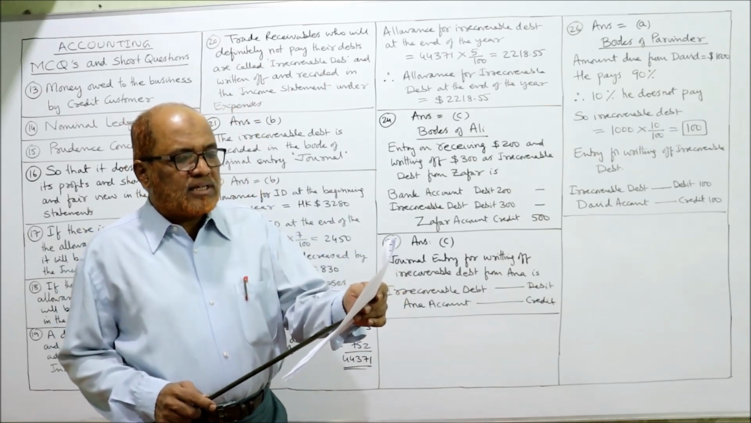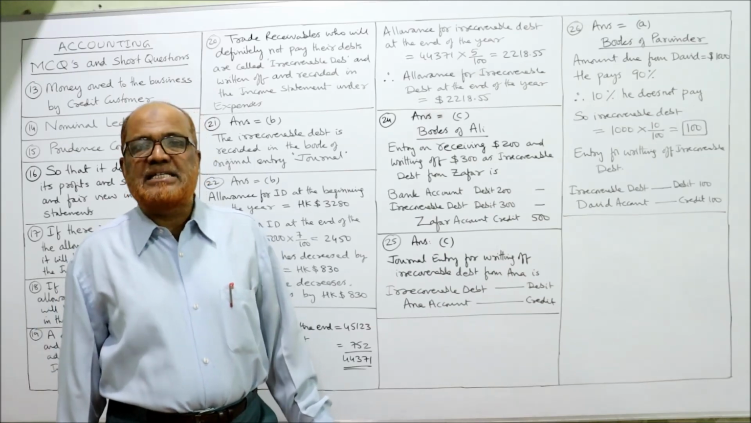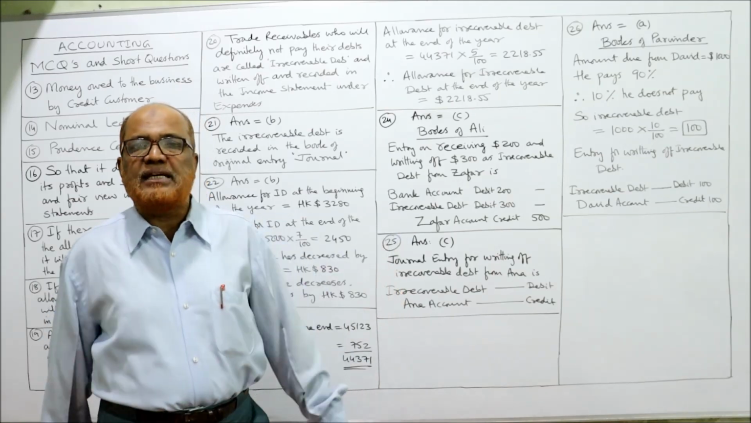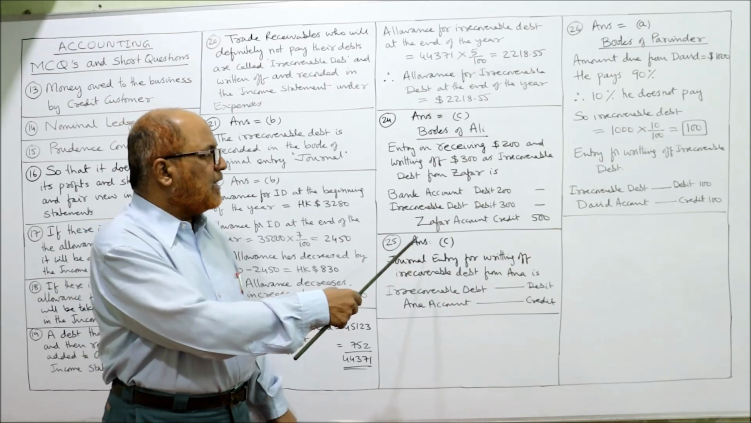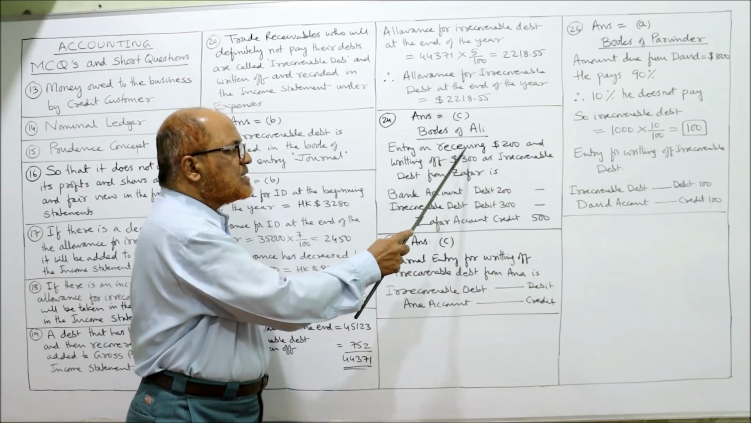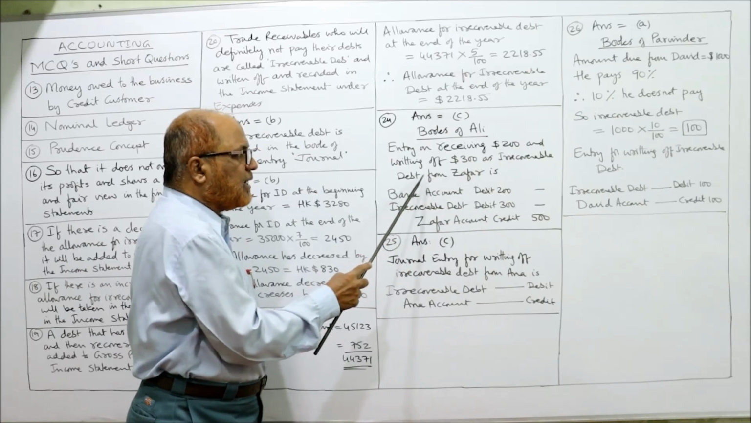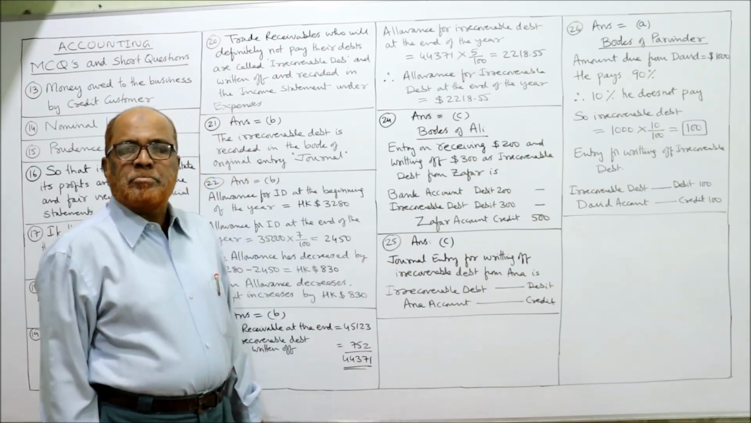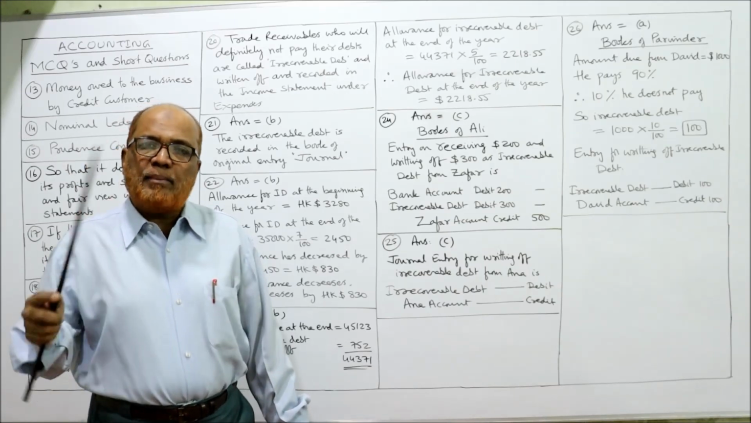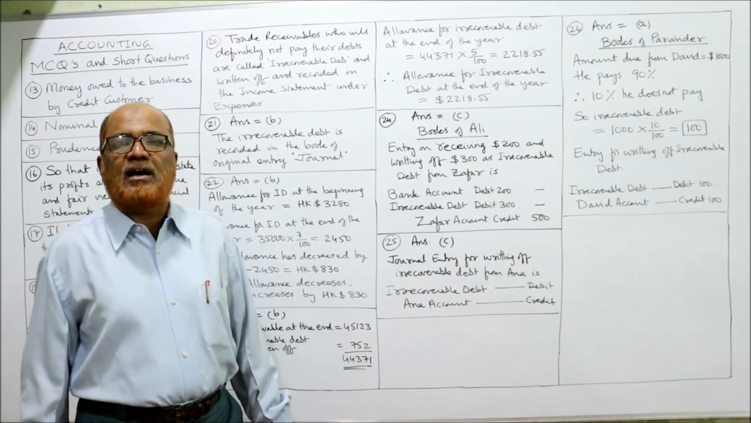Which entry records this in Ali's ledger? So we are recording the journal entry in Ali's ledger. So what is the entry? Four options are given. The answer is C. I am explaining here how we got C. Books of Ali: the entry on receiving $200 and writing off $300 as irrecoverable debt from Zafar. From Zafar, Ali is getting $200. The remaining $300, Ali is writing off as irrecoverable debt.